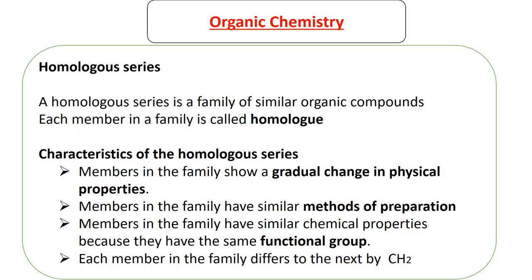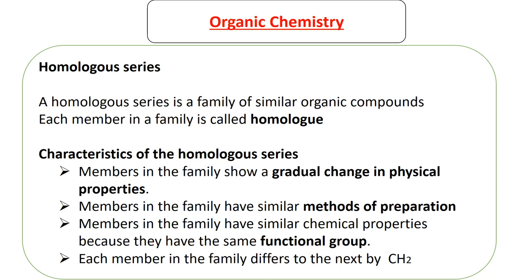So before we can address what a functional group is, another thing about homologous series is each member in the family differs from the next by CH2. So the members in a homologous series are arranged in a specific sequence. Like there's this member, then after this there's this. They're like children of a family. There's a firstborn, secondborn, thirdborn, just like that.